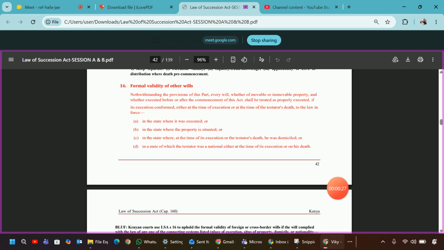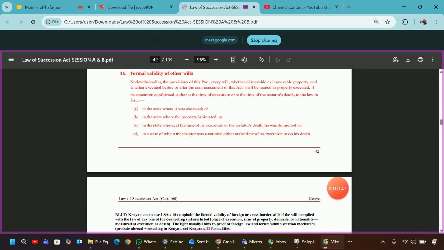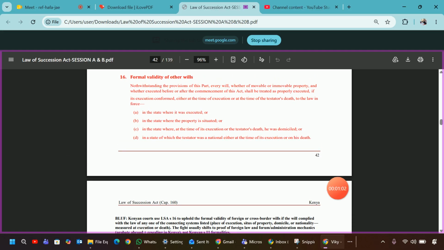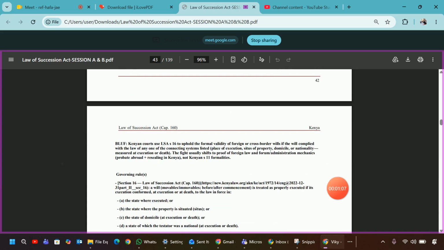Notwithstanding the provisions of this part, every will, whether movable or immovable property, and whether executed before or after the commencement of this act, shall be treated as properly executed if its execution conformed either at the time of execution or at the time of the testator's death to the law in force in the state where it was executed, or in the state where the property is situated, or in the state where, at the time of its execution or the testator's death, he was domiciled, or in a state of which the testator was a national either at the time of his execution or on his death.